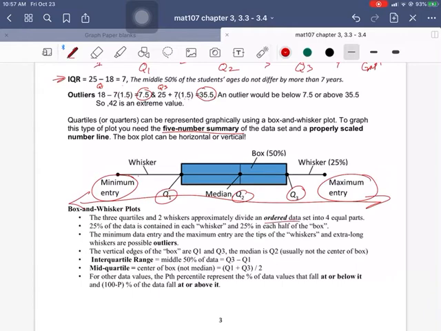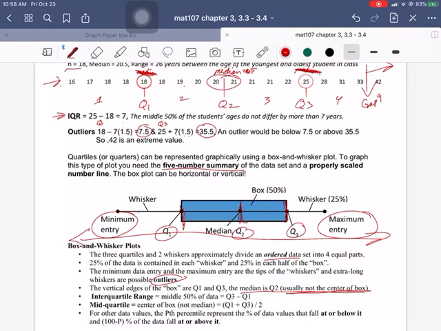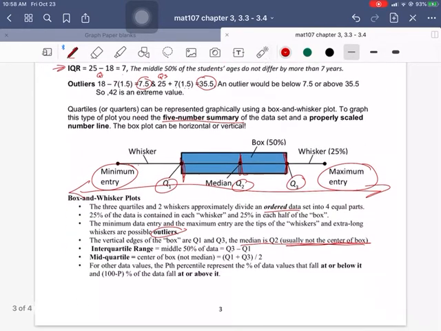Again, you still need an ordered data set. The ends of the whiskers are going to be your outliers. Your verticals here are going to be your Q1, Q2, and Q3. And remember, the median is not the center of the box. That's different. The median is where the actual center of the data is.